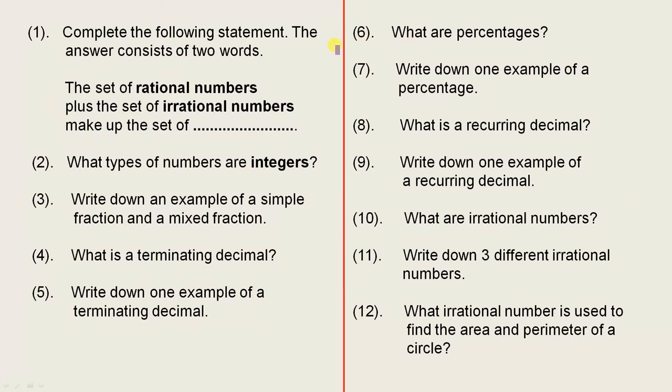Number 1. Complete the following statement. The answer consists of two words. The set of rational numbers plus the set of irrational numbers make up the set of, and there are two words in the answer. Number 2. What types of numbers are integers? Number 3. Write down an example of a simple fraction and a mixed fraction.